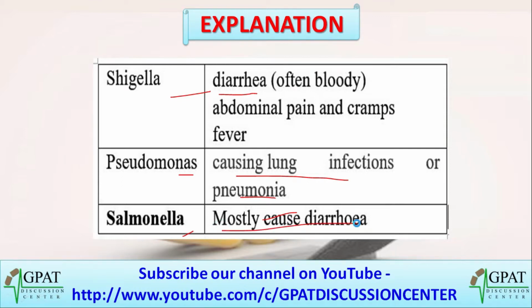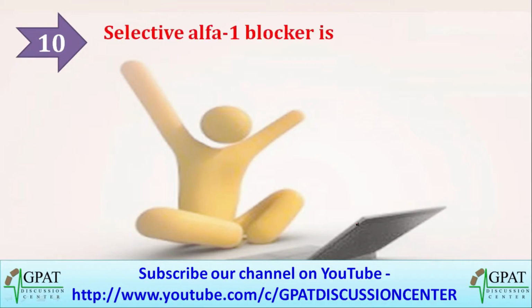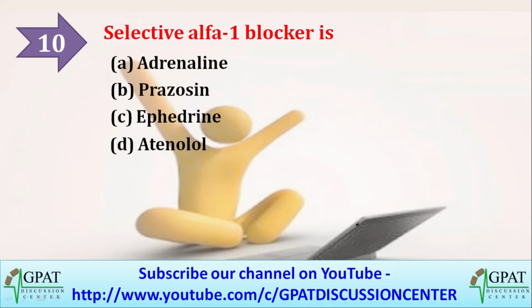So moving on, next question is selective alpha 1 blocker is, and here we have options: option A is adrenaline, option B is prazosin, option C is ephedrine, and option D is atenolol. So the correct answer is prazosin, the selective alpha 1 blocker.